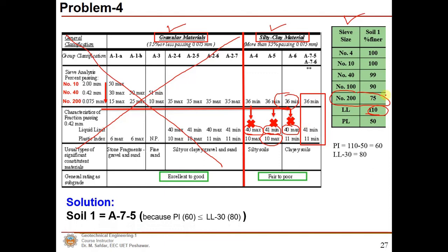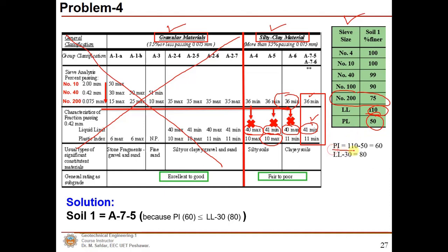Now for the information which we have of the percent finer, for example, 36 is the minimum, yes, it can be more and more. So the number 200 percent passing is 75, and the minimum here is 36, so that is yes. Now how about the liquid limit? The liquid limit is 110. Here we have a minimum of 41, so that is also yes. And how about the plastic limit?